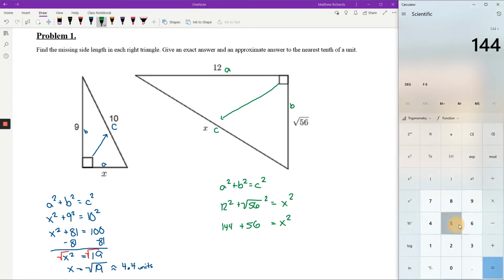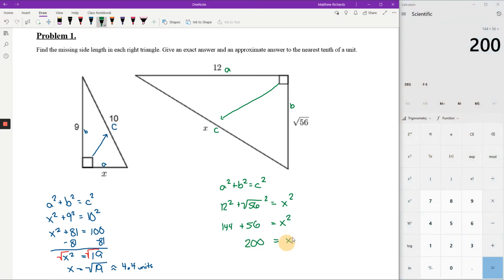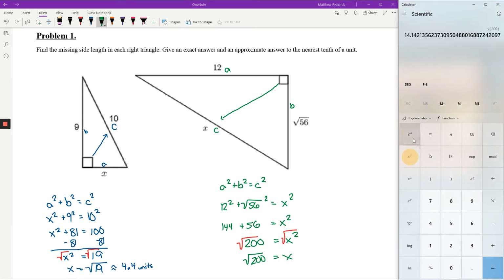144 plus 56 is going to be 200 equals x squared. And if we take the square root of 200 on both sides, we're going to be left with an exact answer of the square root of 200 equals x. Well, what is the square root of 200? Well, if I take the square root button, it's 14.14 and all that stuff. In other words, to the nearest tenth, 14.1 is about equal to x.